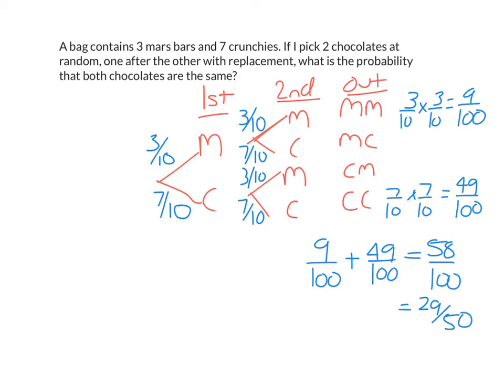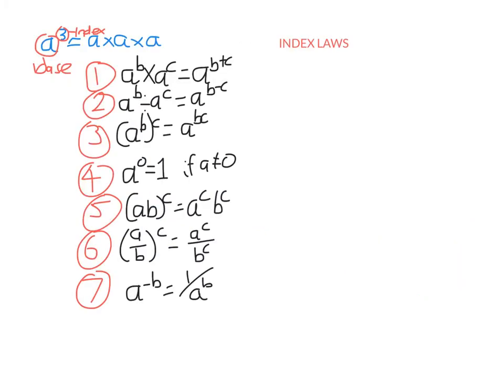Let's now turn our attention to index laws. So we're now looking at index laws. If we have something like a to the power of 3, you probably know it means you multiply a by itself 3 times, a times a times a. So this is called index form, something to the power of something. This is called expanded form.